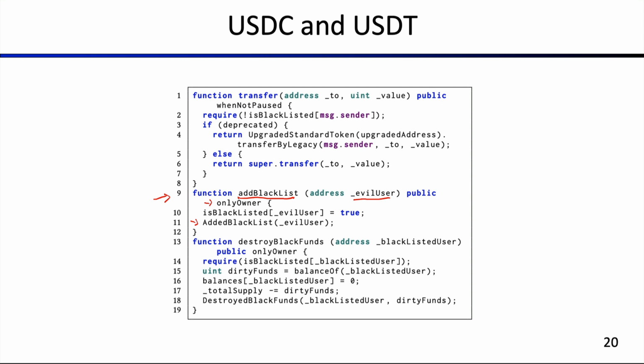Now USDT, as I mentioned, can go even further. So if you want to destroy the blacklisted funds, you simply need to provide here the address of a user that's already on the blacklist. And again, it's only the owner who can actually call this function. And the contract will sort out the number of dirty funds, and then it will actually zero out the balance of this particular user.